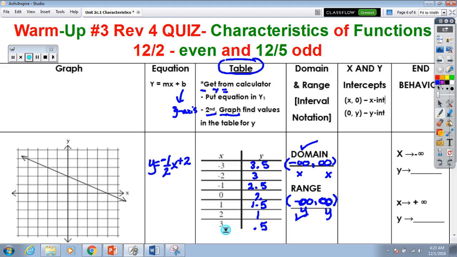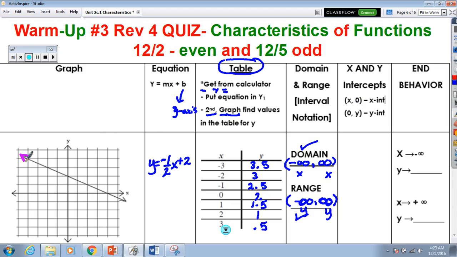Alright, so the x-intercept is the point where this line right here hits the x-axis. I'm doing pretty good with drawing my line today. Okay, where this line hits the x-axis. So notice this is x right here. So the point where it hits is right here.